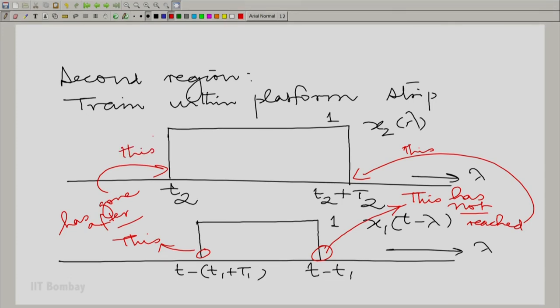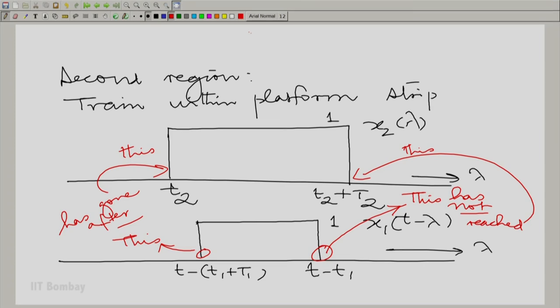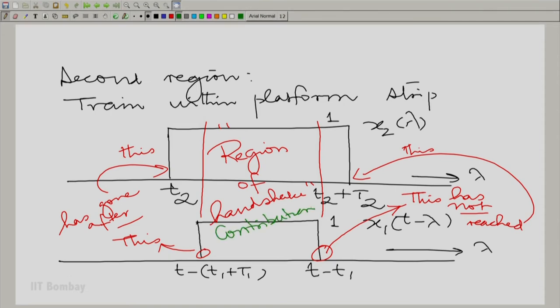That's the situation. So, how much is the total effect of the handshake? The entire train is in the platform. So, you have complete handshakes from the train, but not all over the platform. So, let's look at that. Let's mark that in green. This is the portion of the handshake, all extending the region of handshake. And how much does that contribute? The contribution is all of T1, 1 into 1 integrated over a length of T1. So, the contribution is very simple.